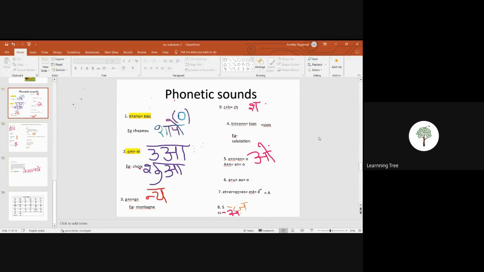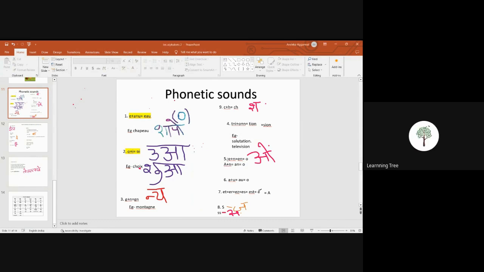Next sound is tion. Tion is usually coming at the end, and it usually gives the sound of sion. For example, salutation. There's a word television. So it's again tion. Here tion gives the sound of sion. All right.